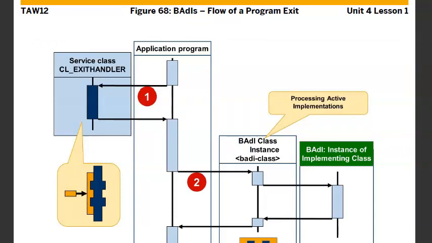So this is the flow of a program exit. We'll have a business add-in definition, and the business add-in definition is linked to a business add-in implementation. So how do we find out the business add-in definition names? We will set a breakpoint in CL_EXIT_HANDLER, which is a class that will be hit by every transaction code. In every transaction code, wherever we have business add-in implementations, it will stop there at CL_EXIT_HANDLER, which we will see in the program.